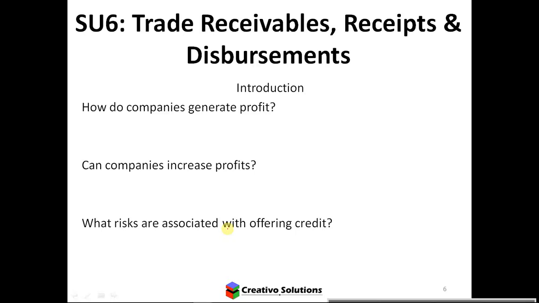Okay, so let's start off with the first one. How do companies generate profit? Well, companies are going to be either selling goods or services. Right, so the goods we looked at last week in terms of the inventory and the management of inventory.